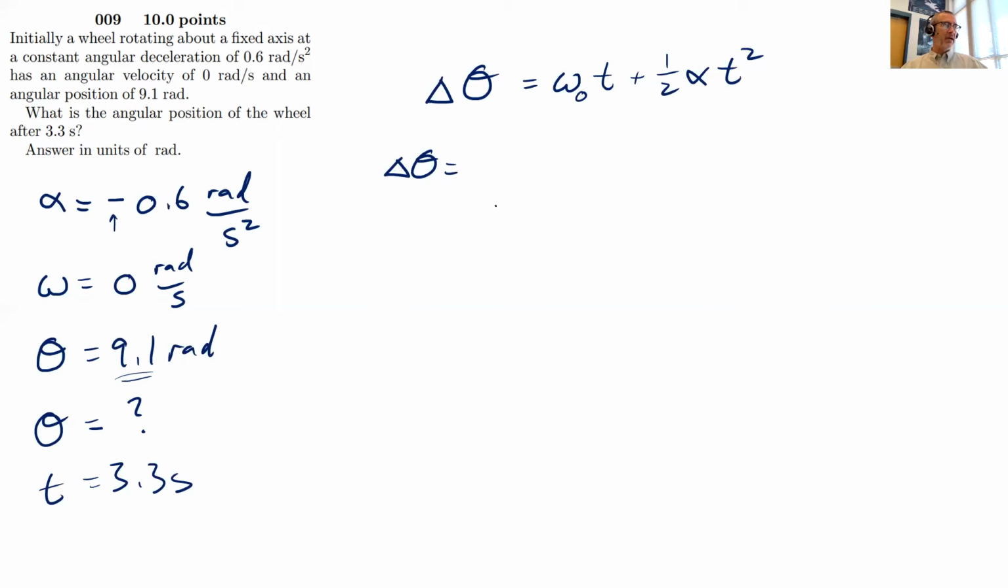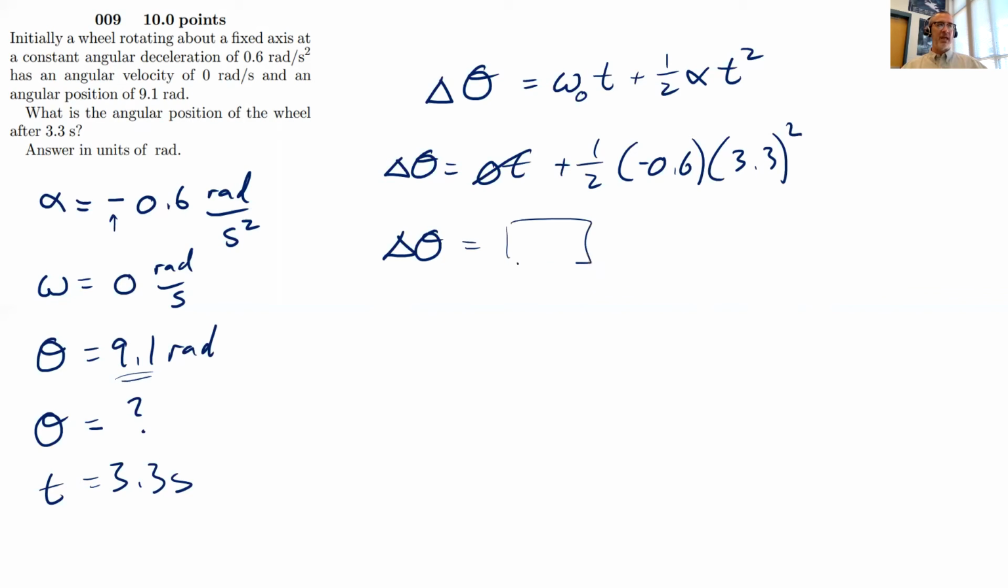That'll give me my change in angular position. So that's going to be my initial angular velocity of 0 times time. Well, that's easy. Plus 1/2 of my angular acceleration, for me that's negative 0.6, times the time squared, 3.3 squared. If I calculate this, it's going to give me some negative value, and that's going to be in radians. And if I know that my final angular position is going to be my initial angular position plus whatever my change in angular position is, well, this is going to be a negative value.